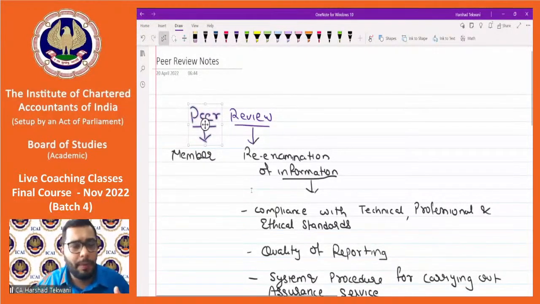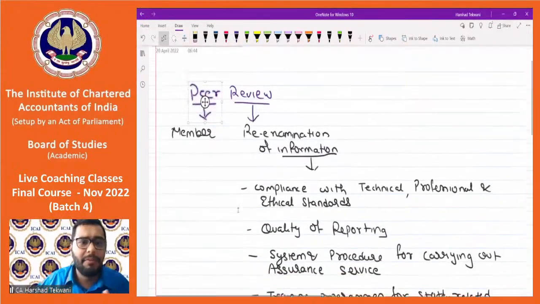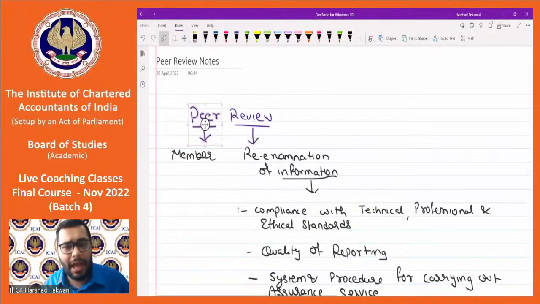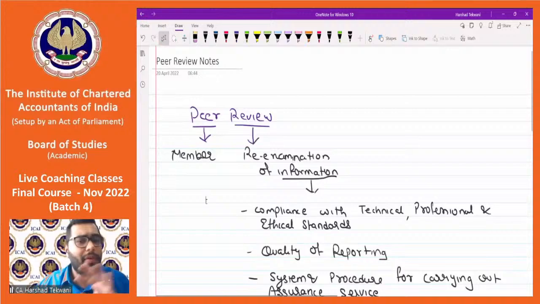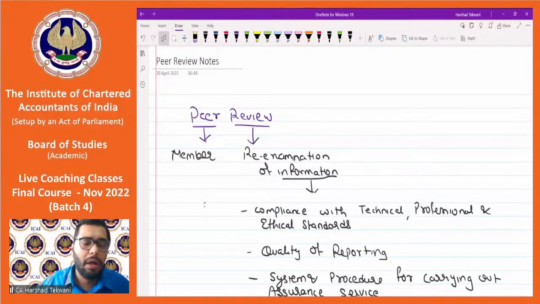Then quality of reporting, then, as we discussed, systems and procedures. So each and every area has been appropriately defined. We'll see that area in a while. Now, this was about the information that is re-examined in the peer review.